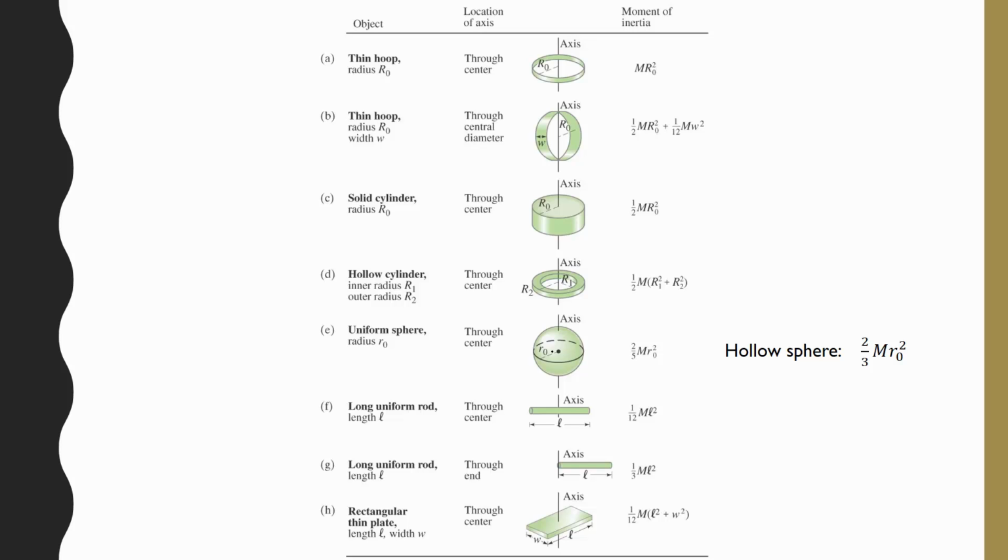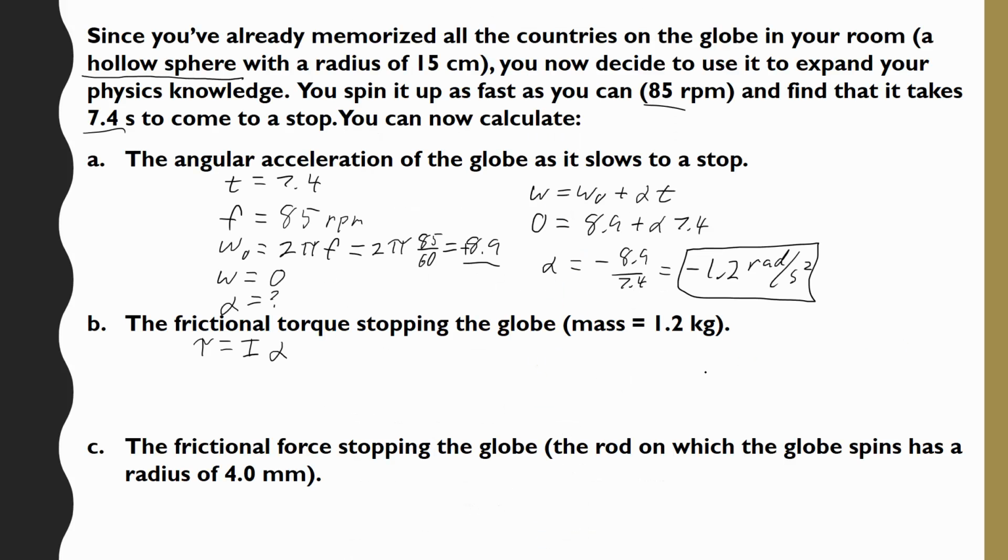So we come down here, we've got a sphere. Now this is a uniform sphere, which means it's a solid sphere. Oh, and look, conveniently, somebody put the formula for a hollow sphere on there. So 2/3 mr squared is what we need for that. So I is 2/3 mr squared. That whole thing is our moment of inertia. Then we multiply that by alpha.